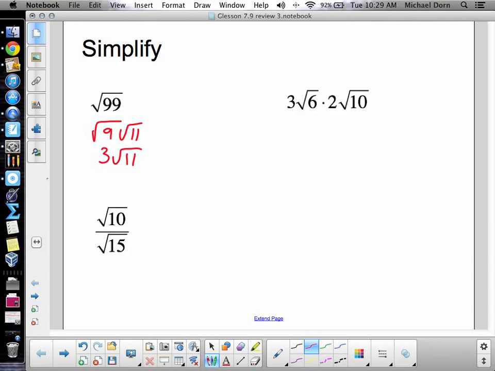3 root 6 times 2 root 10. When we multiply, really this means 3 times 2 times root 6 times root 10. So that's 6 root 60. And we have to simplify the root 60.